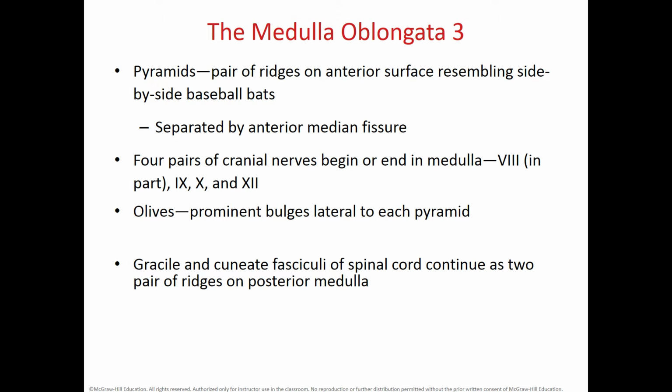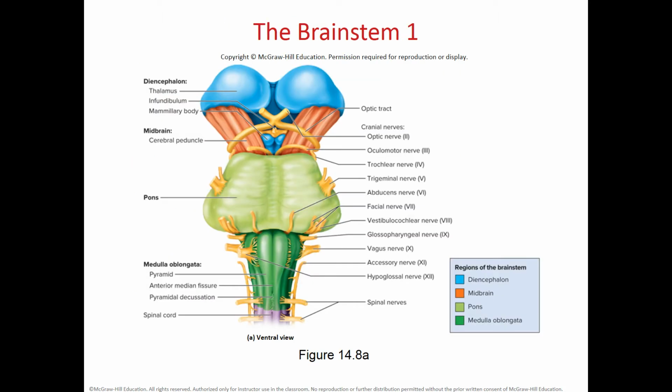Within this medulla oblongata, we also have on the sides some protrusions that we call the olives, which are lateral to the pyramids. And we also have the gracile and cuneate fasciculi of the spinal cord, which continue as the posterior ridges on the posterior part of the medulla.